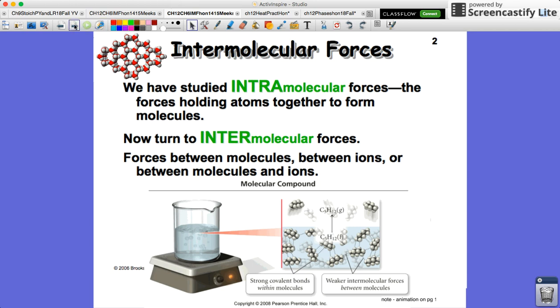In this video, we're going to talk about intermolecular forces, which are different than the intramolecular forces we've talked about to this point. So, intramolecular forces refer to forces that exist within a molecule, such as a covalent bond. Intermolecular forces exist between different molecules, or between ions and molecules, or between different ions. So, let's take a look at these.